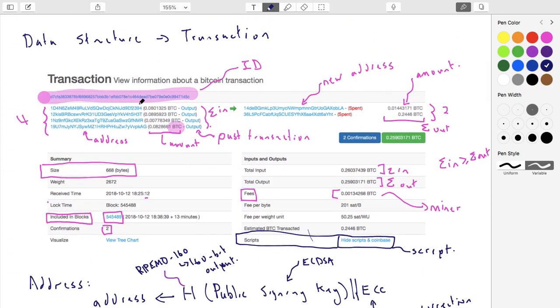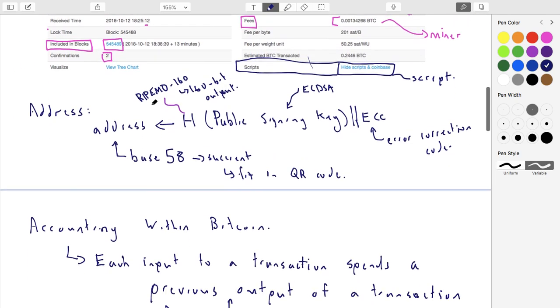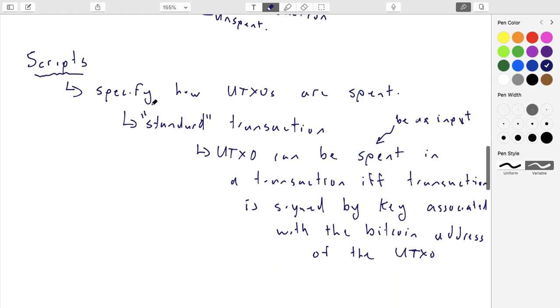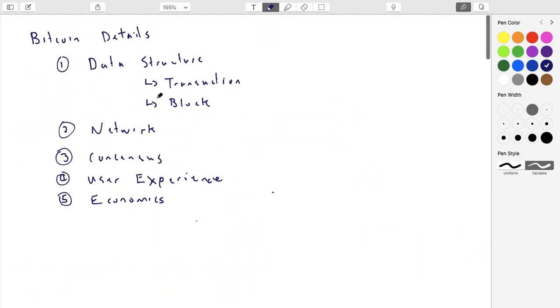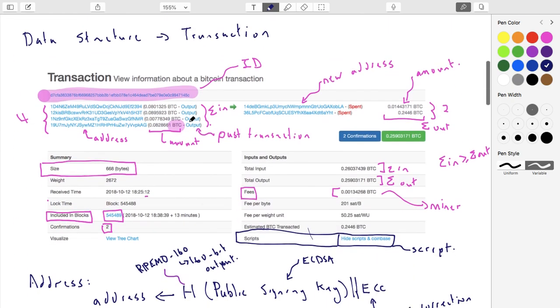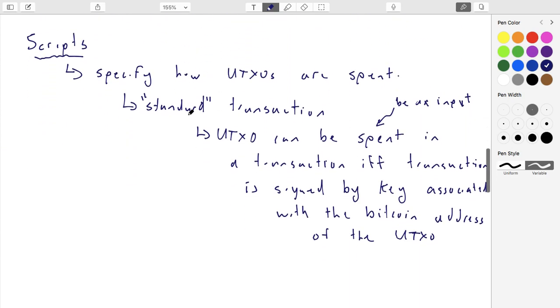Okay, so that's what a transaction looks like. Let's break here, and then we'll circle back and think about what the data structure of a block looks like.